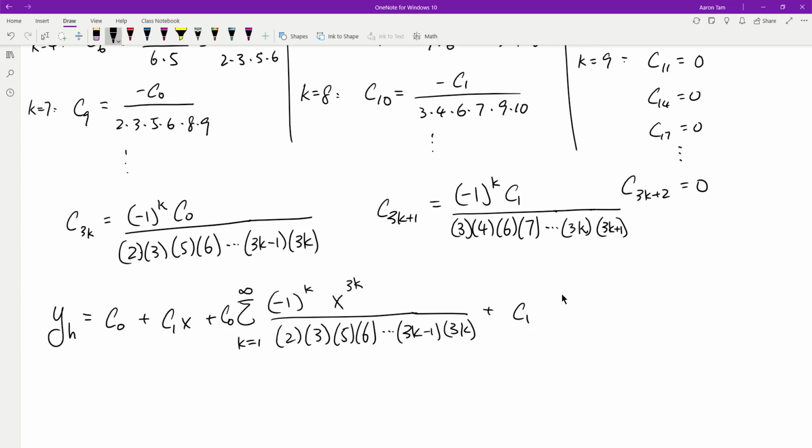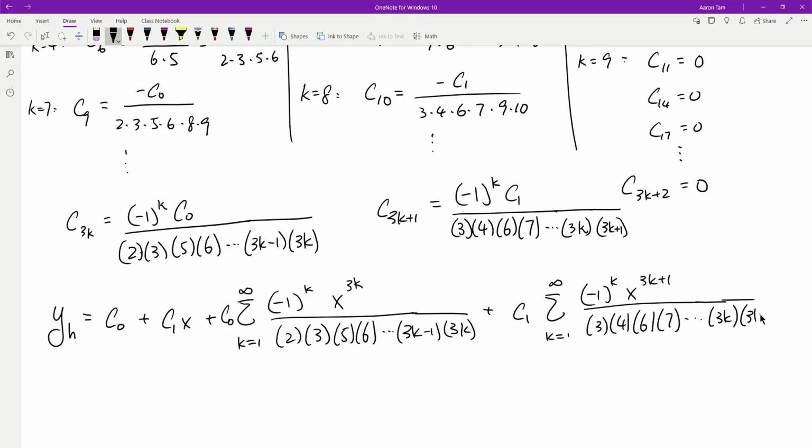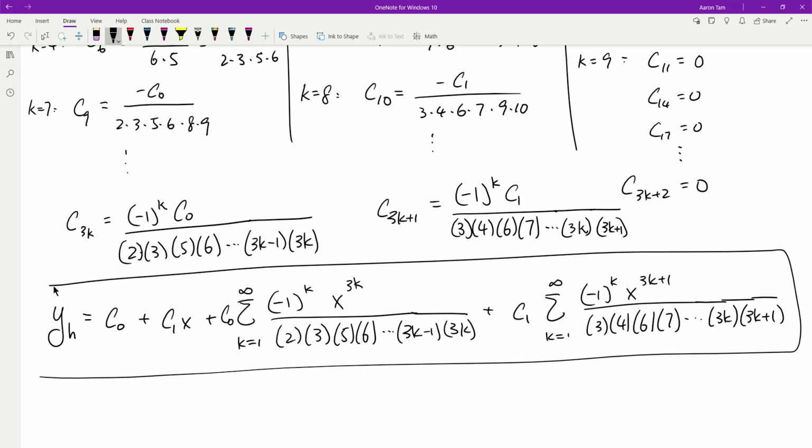I'm going to add plus c sub 1. Then I'm going to have the summation k from 1 to infinity of negative 1 to the k, x to the 3k plus 1, so this would be x to the 4th, x to the 7, x to the 10, and so on and so forth. And that has a bottom of 3 times 4, 6 times 7, up to 3k and 3k plus 1. So that gives me the homogeneous solution.